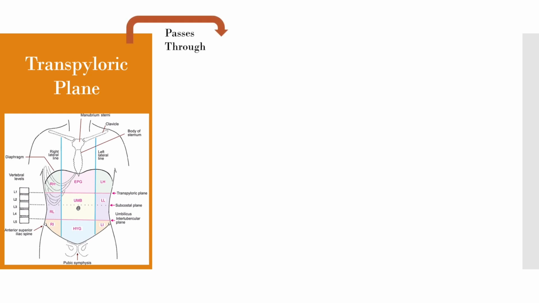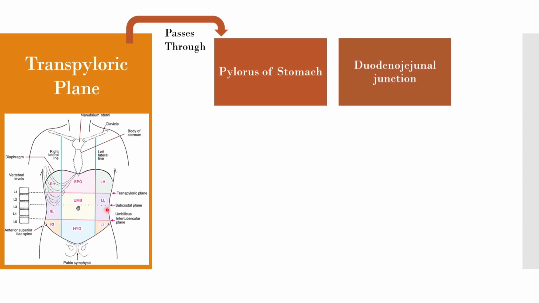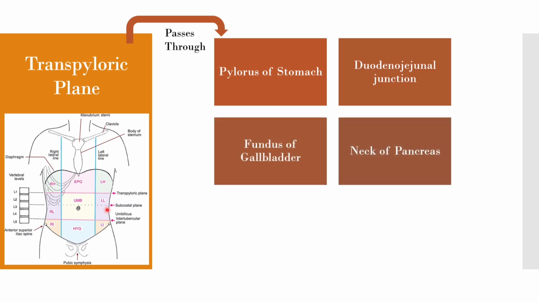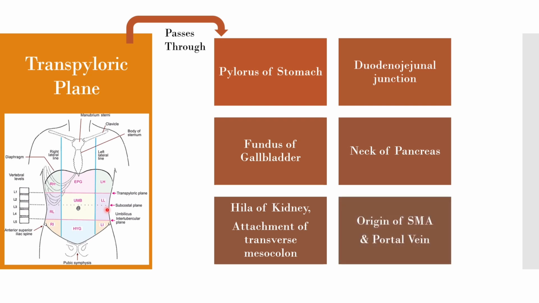Now, what does the transpyloric plane cross? We can see the pylorus of the stomach, it crosses the duodenojejunal junction, and it crosses the fundus of the gallbladder. Then comes the neck of the pancreas. Then the hilum of the kidney and the attachment of the transverse mesocolon. Then comes the origin of the superior mesenteric artery and portal vein.